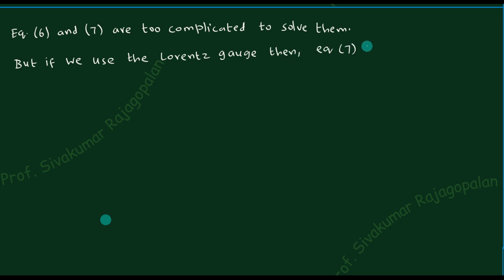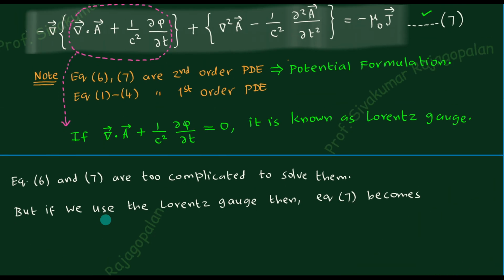In what way are we happy? Equation 7 is simplified. I already explained what happens. You simply delete the first term, and then what is remaining? Only the second term is remaining. So I am writing the second term, dou square A by dou t square, which is equal to minus mu naught into J. That's all about it, and that will be equation number 7.